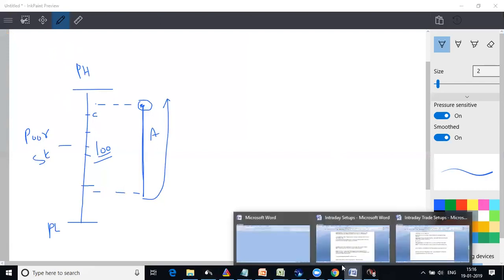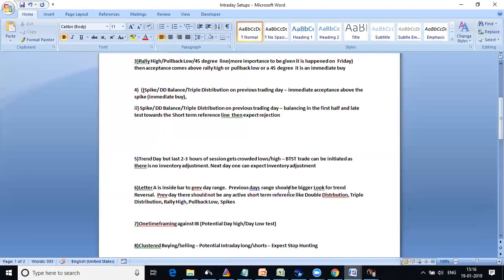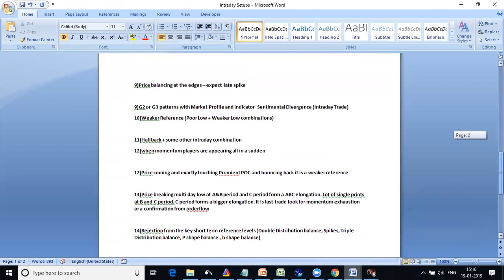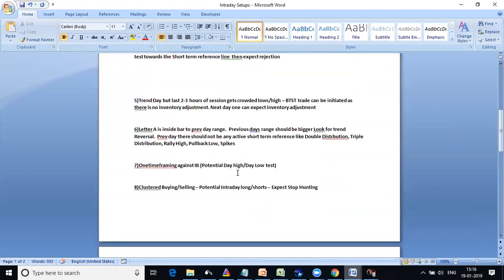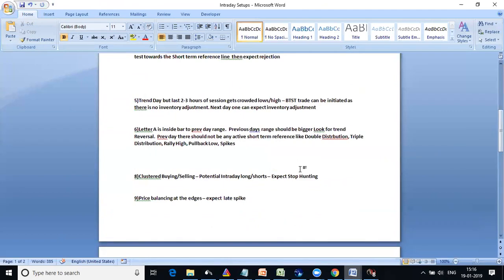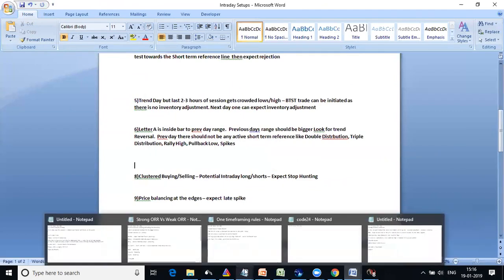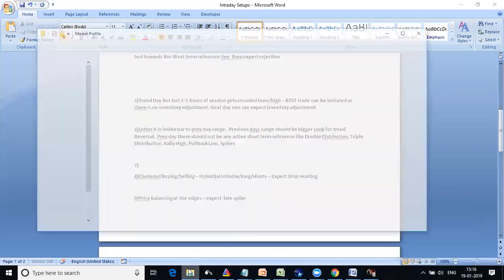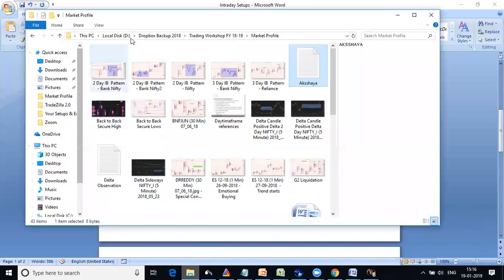Okay, now let's talk about the next setup. The next setup is one-time framing against IB. Now this has been replaced. It's no more one-time framing against IB. We have one-time framing classifications there. Let's talk about those one-time framing classifications. Let me pull up those one-time framing classifications.